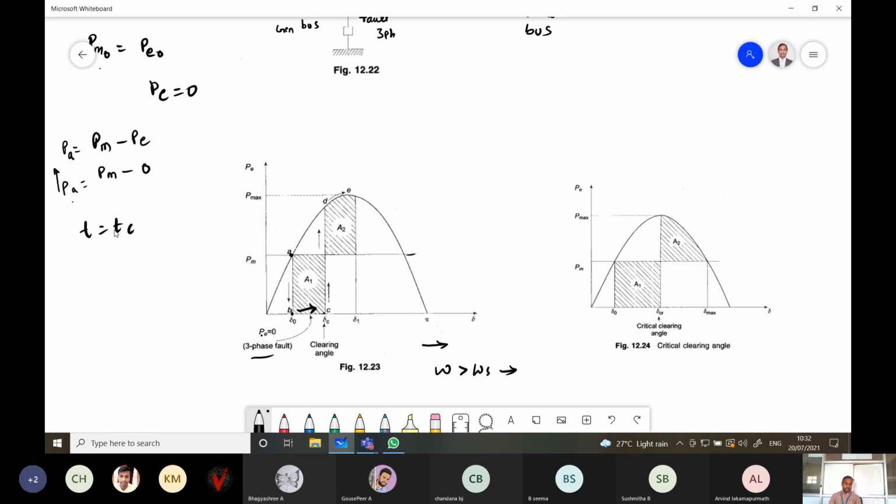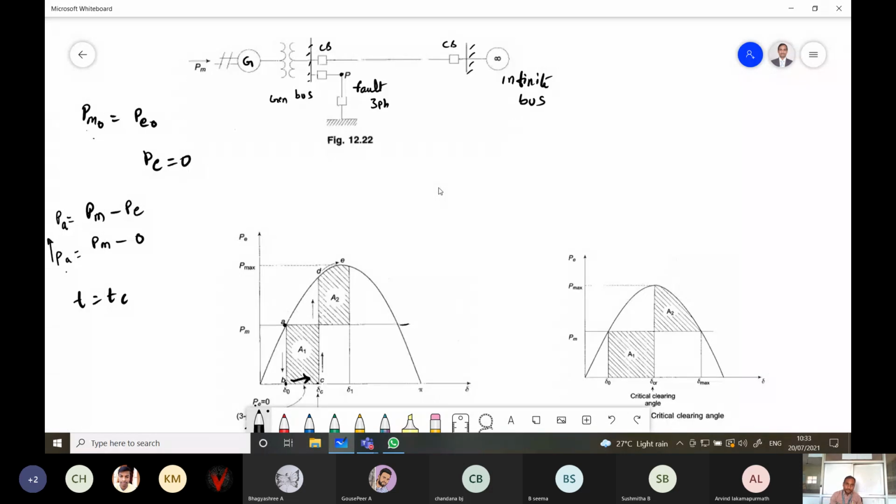So what is the Tc? Tc corresponds to the clearing time. So we need to open the circuit breaker here. Whatever this circuit breaker is, we need to open it. If you open the circuit breaker, this three-phase fault can be cleared. It will be isolated from this other radial line.